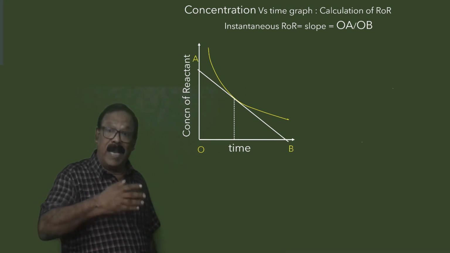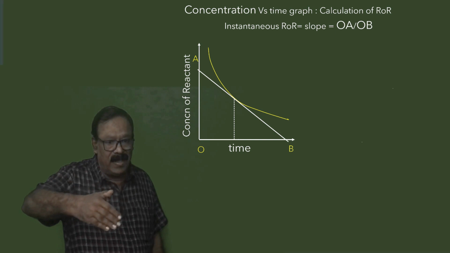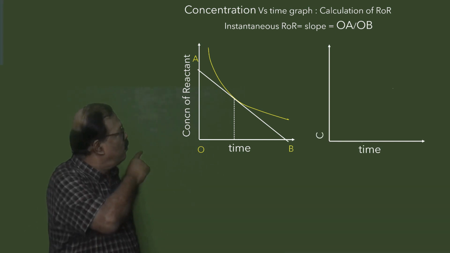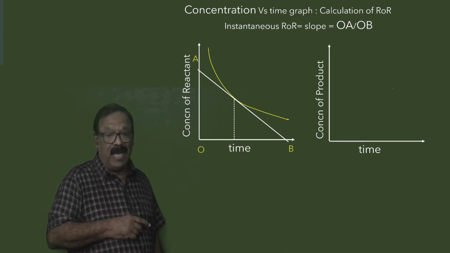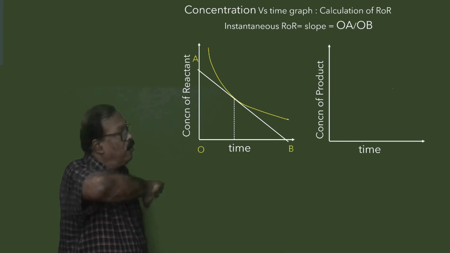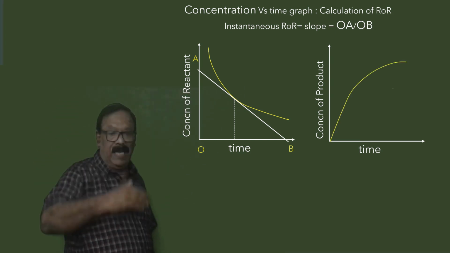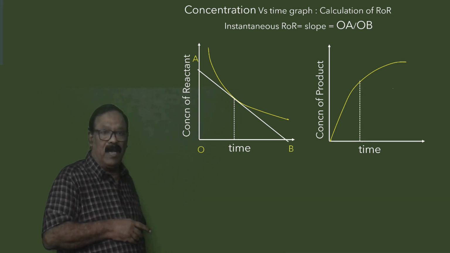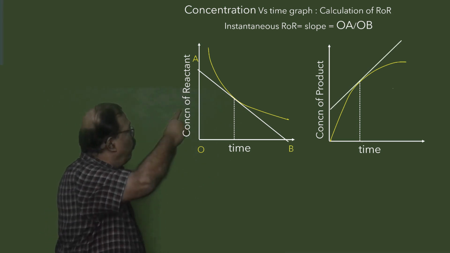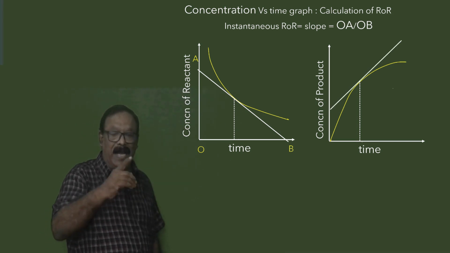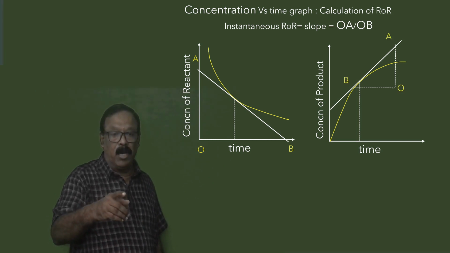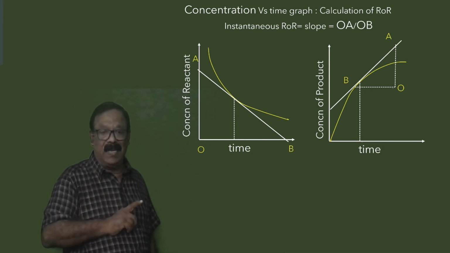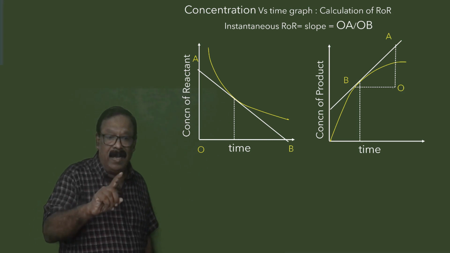What about the product? In the case of reactants, the concentration decreases with time. But in the case of products, time is on the x-axis, concentration of product is taken on the y-axis, and the graph will be going up. The concentration will keep increasing. Here also, mark the time on the x-axis where you have to find the instantaneous rate, and through the meeting point, draw the tangent and find the slope. The slope here also is equal to OA by OB, which gives you the instantaneous rate. That is the rate at a given time.